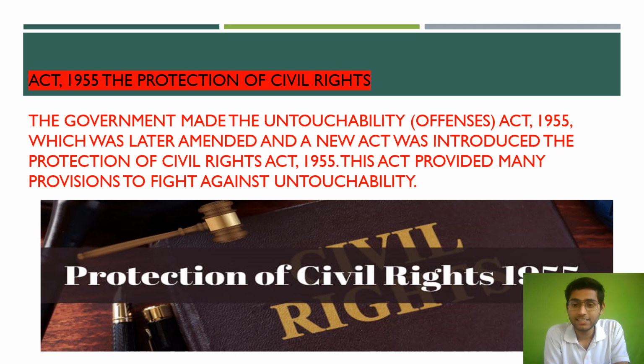So दोस्तों under untouchability we discuss the Act of 1955, which is about the protection of civil rights. The government made the Untouchability Act 1955, which was later amended. A new act was introduced, the Protection of Civil Rights Act. देखिए, first of all the government made the Untouchability Act 1955, then made changes and introduced a new act, the Protection of Civil Rights Act, and this act has many provisions to fight against untouchability. Under this act the government has tried to implement various rules and regulations to fight against untouchability.